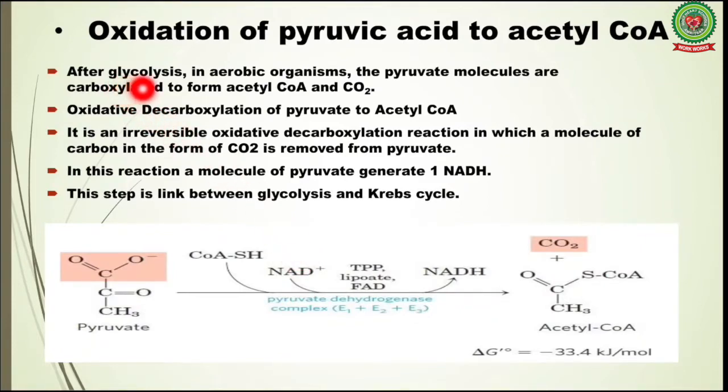Now, oxidation of pyruvic acid to acetyl coenzyme A. After glycolysis in aerobic organisms, the pyruvate molecules are decarboxylated to form acetyl coenzyme A and carbon dioxide. Oxidative decarboxylation of pyruvate to acetyl coenzyme A is an irreversible reaction in which a molecule of carbon in the form of carbon dioxide is removed from pyruvate. In this reaction, a molecule of pyruvate generates one NADH molecule. This step is the link between glycolysis and Krebs cycle.